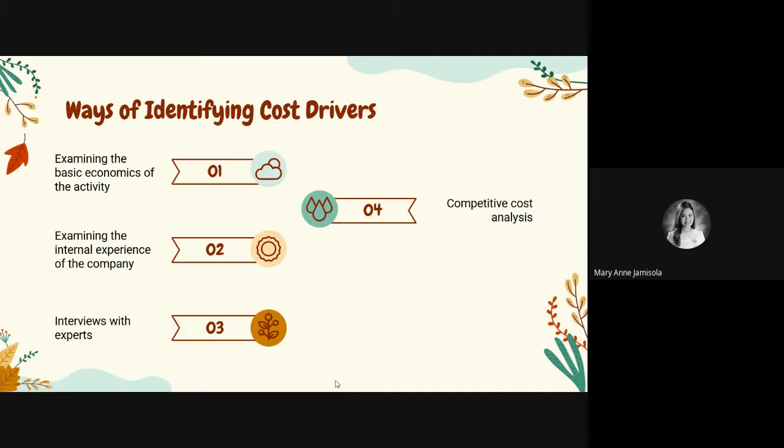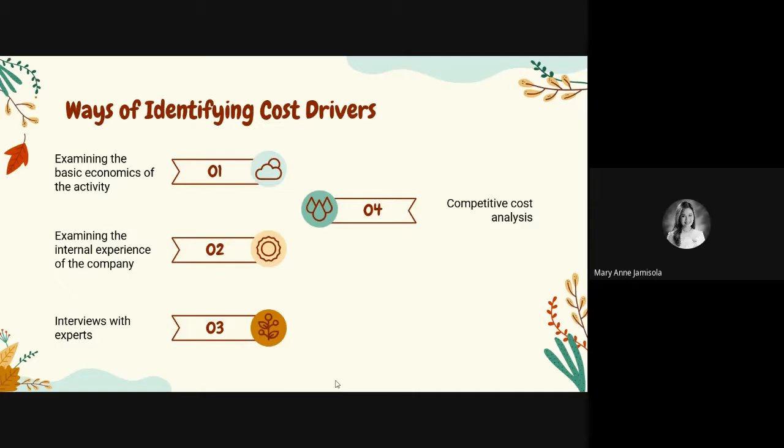First, by examining the basic economics of activity. In some cases, the cost drivers of activity may be clear from the knowledge obtained from carefully examining its basic economics. For example, the product design and development activity determines product attributes such as functional capacities, appearance, reliability, and product lifespan.